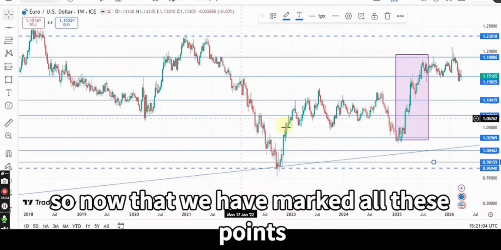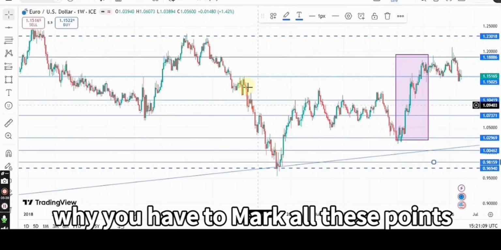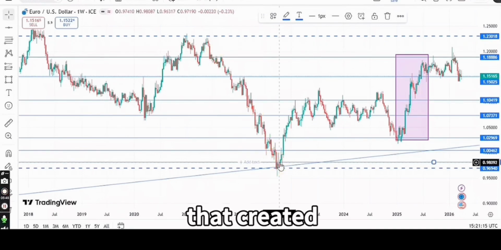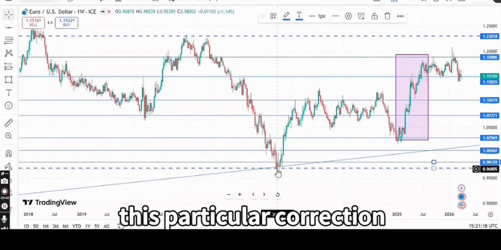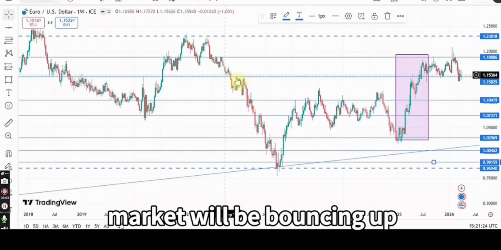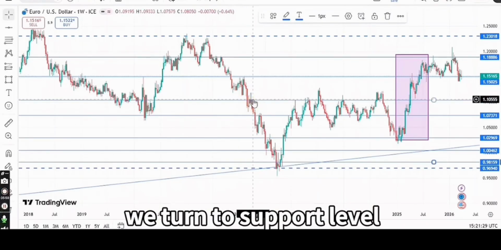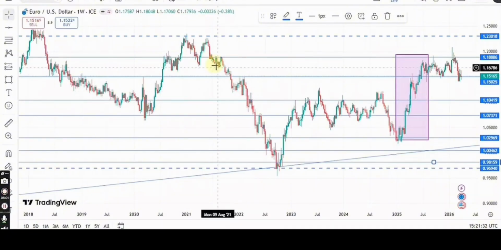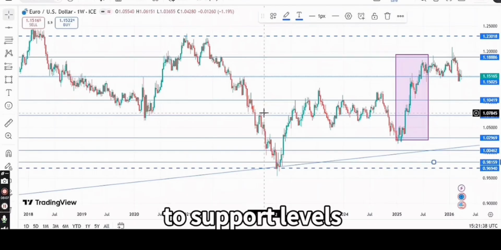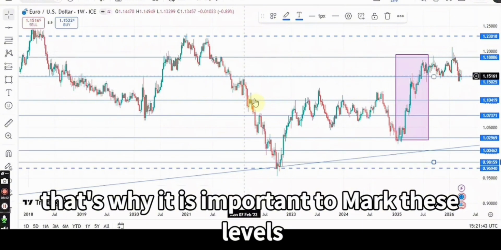Okay, so now that we have marked all these points, let me explain the reason why you have to mark all these points. This is the downtrend that created this particular correction. Now that the market is about to continue in its trend, the market will be bouncing up. Once the market touches all these resistance levels, they will turn to support levels. Let me repeat, all these resistance levels created here will turn to support levels when the market continues in this trend. That's why it is important to mark these levels.